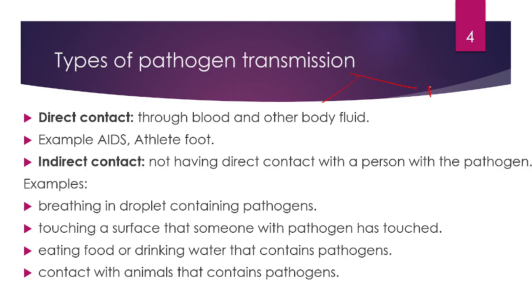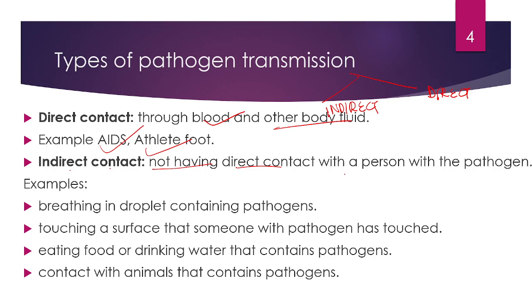Types of pathogen transmission. Now we have two types: direct and indirect. Direct is through blood and other body fluids, such as AIDS and contaminated food. Indirect contact is not having direct contact with the person with the pathogen.